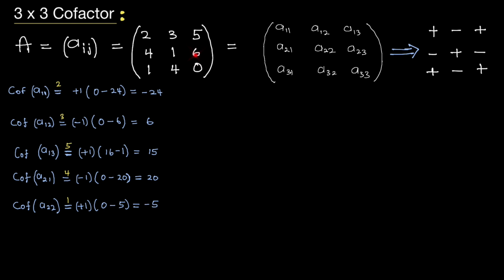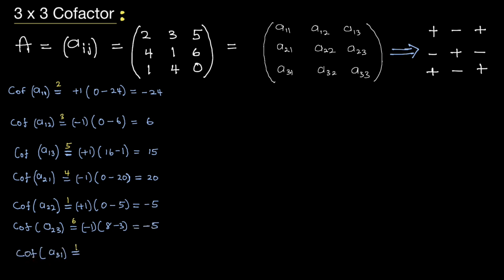A23, which is 6. For that one, we can actually draw the line. We have the 6 here, we draw a horizontal line and a vertical line, and so the matrix we've got is 4 times 2 and 1 times 3. That is negative, so A23 will be minus 1 times (4 times 2 is 8 minus 3), that's minus 5.